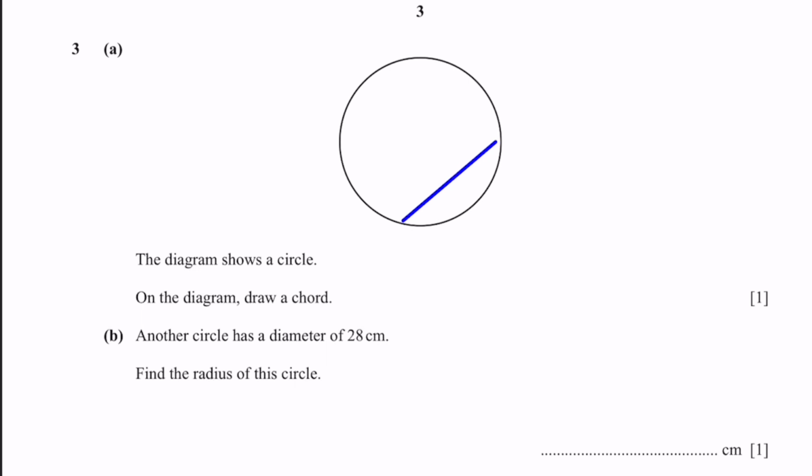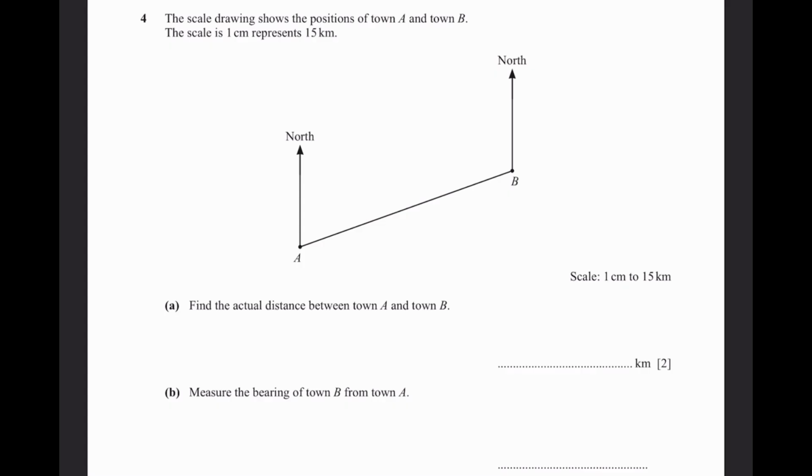B. Another circle has a diameter of 28 centimeters. Find the radius. So the diameter is 2 times the radius. So the radius is equal to 28 by 2, 14 centimeters. Question 4. The scale drawing shows the positions of town A and B. The scale is 1 centimeter represents 15 kilometers. A. Find the actual distance between the 2 towns.